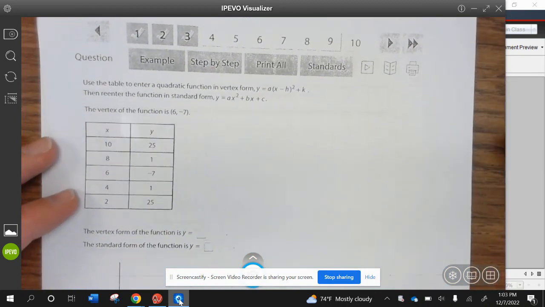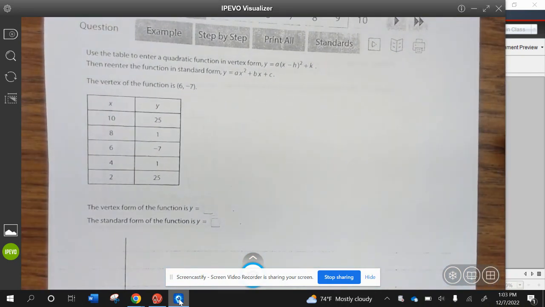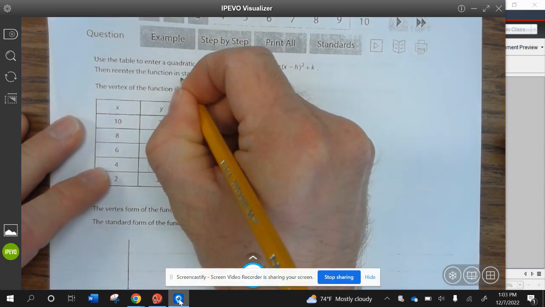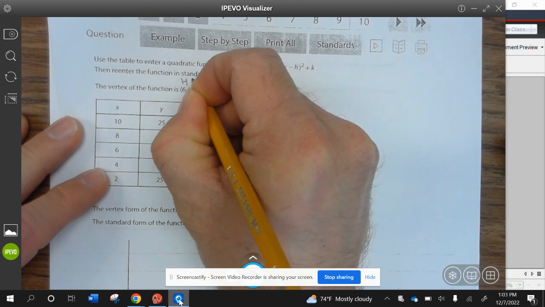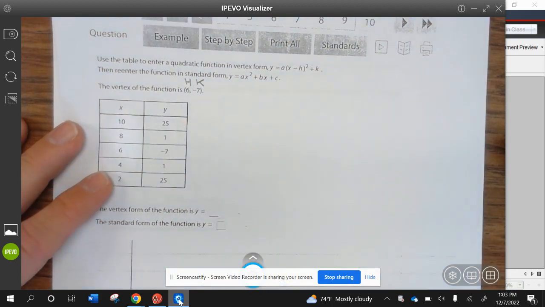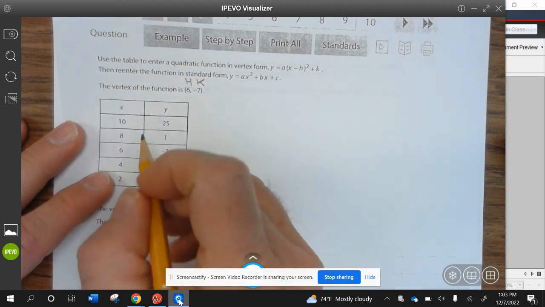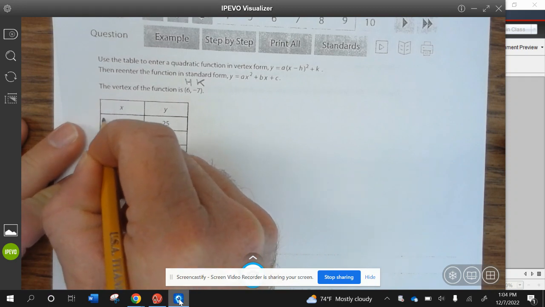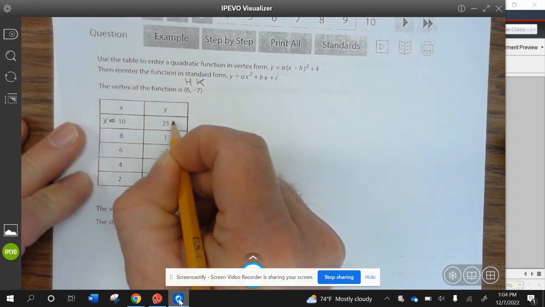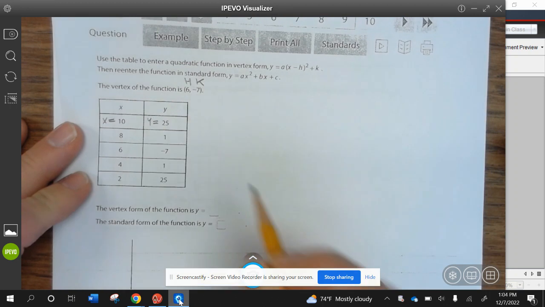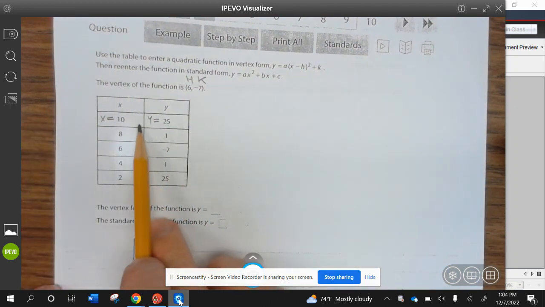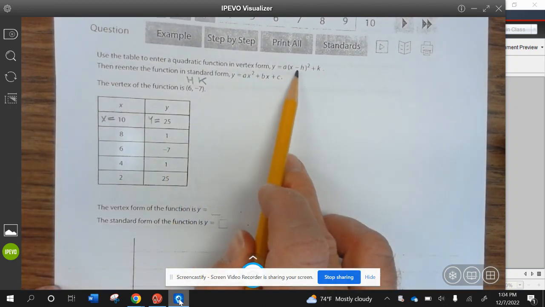All right. Use the table to enter a quadratic function in vertex form. Then re-enter the function in standard form. So first off, the vertex, this is h, and this is k. And we need an x and y. So we're going to use this x, so x equals 10, and y equals 25. So we're going to use these points and this vertex and plug it into the formula to solve for a.